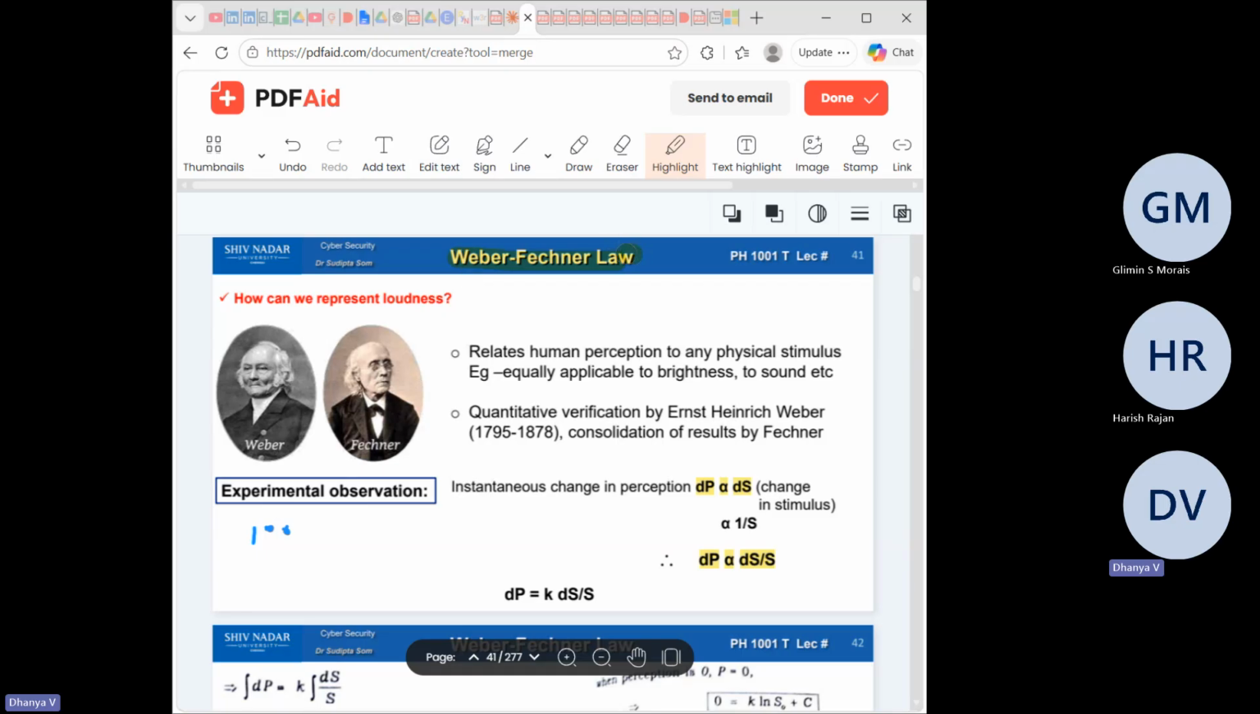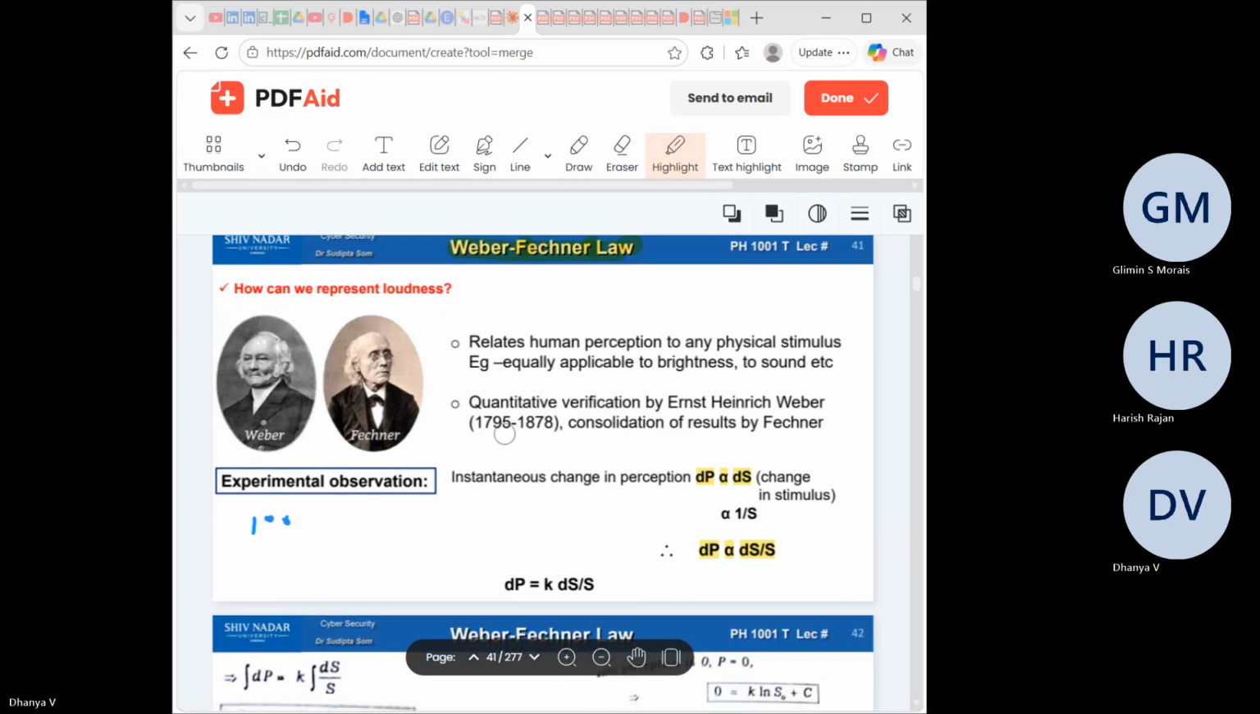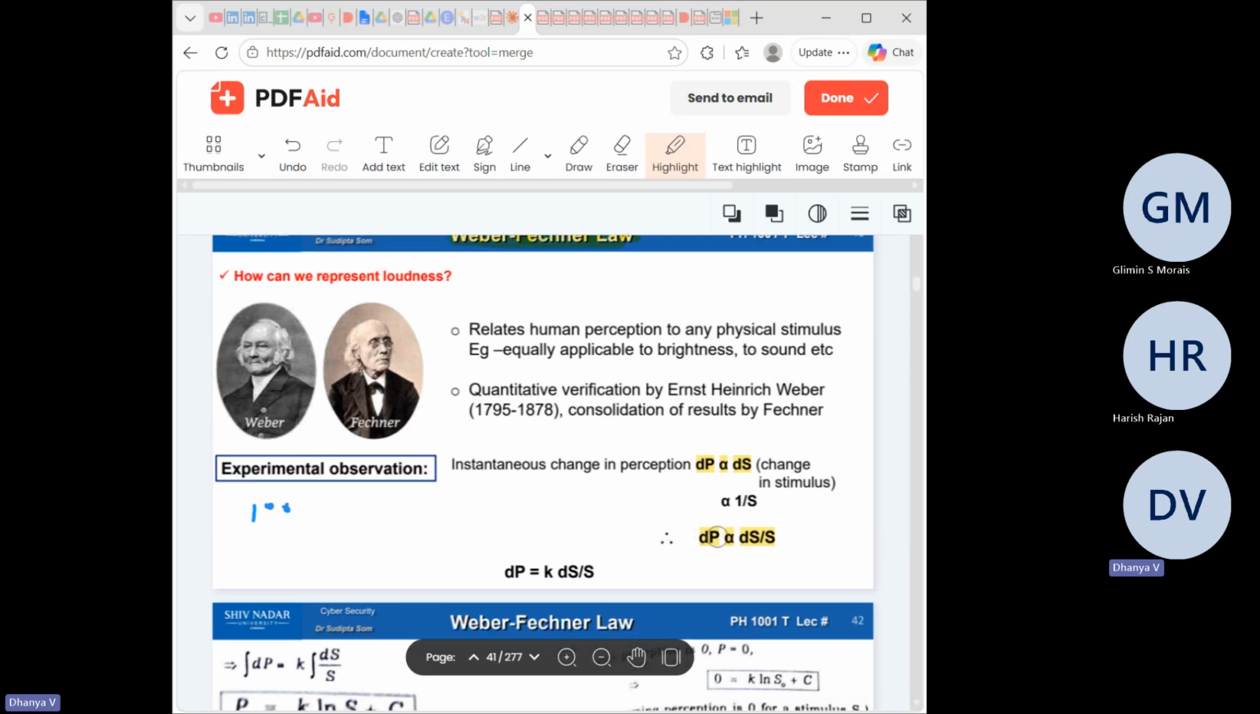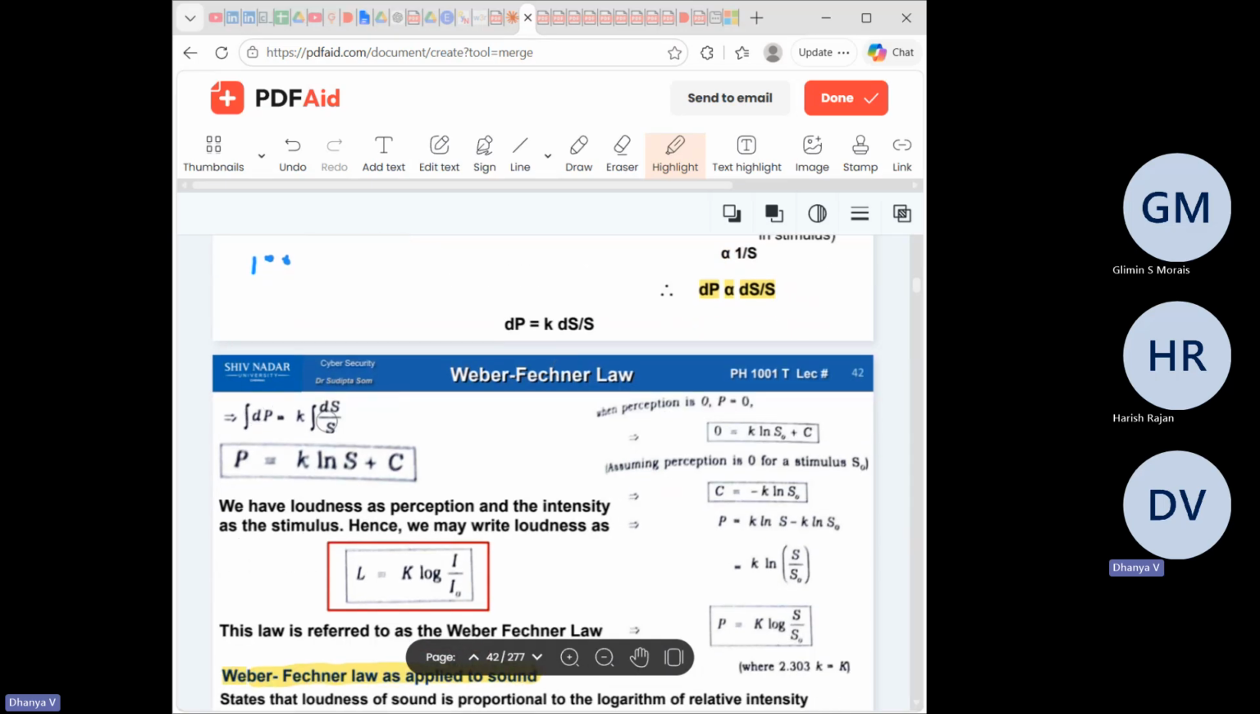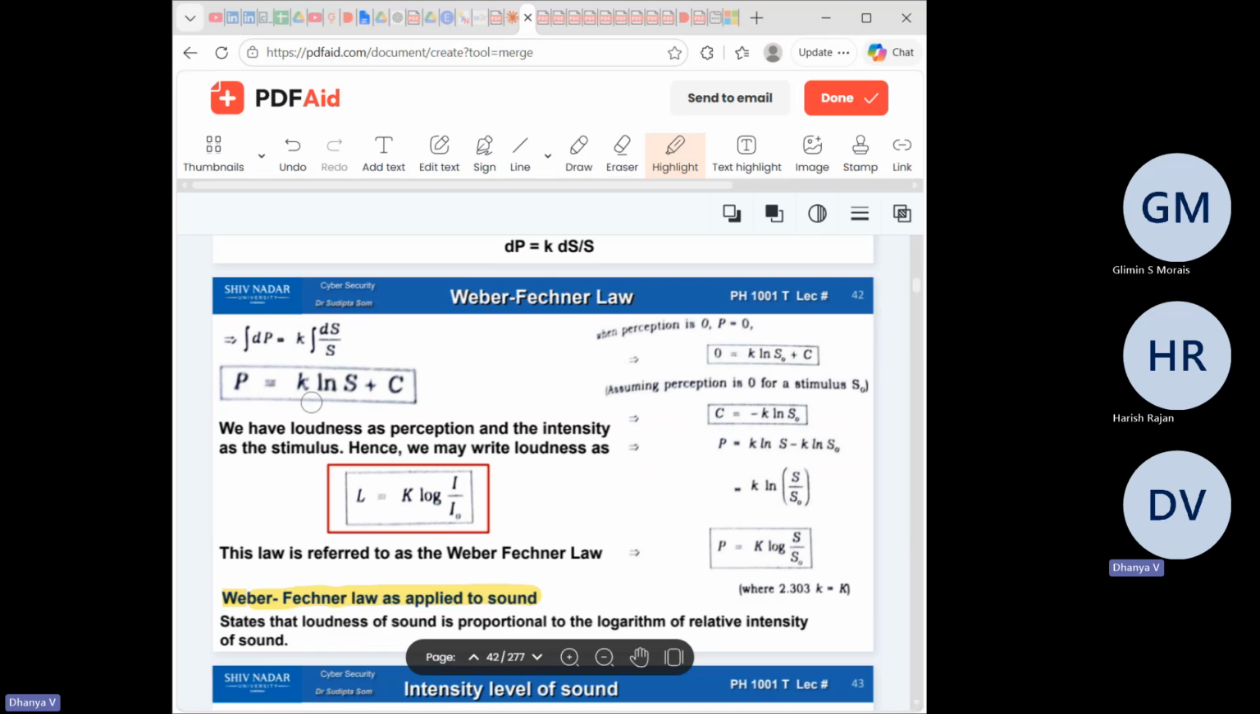But I don't think you need to write all of this story. Just understand so that you can adapt in an exam. So instantaneous change in perception is directly proportional to change in stimulus. I told you the change in stimulus is the extra weight that we are adding, no? So in total, the change in perception will be proportional to the change in the stimulus divided by your initial stimulus. Okay, and your proportionality constant is k. And now you integrate it, you will get p is equal to k ln s plus c.